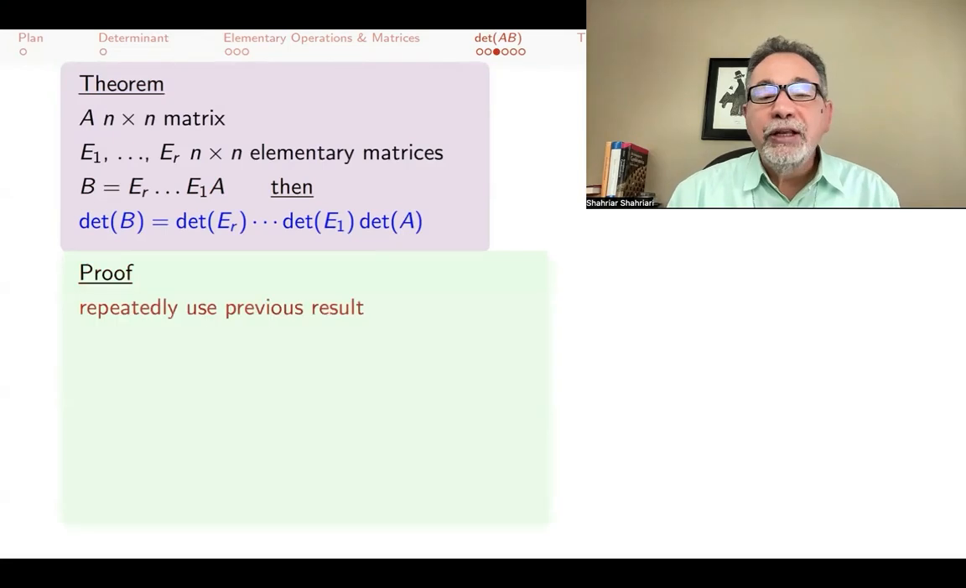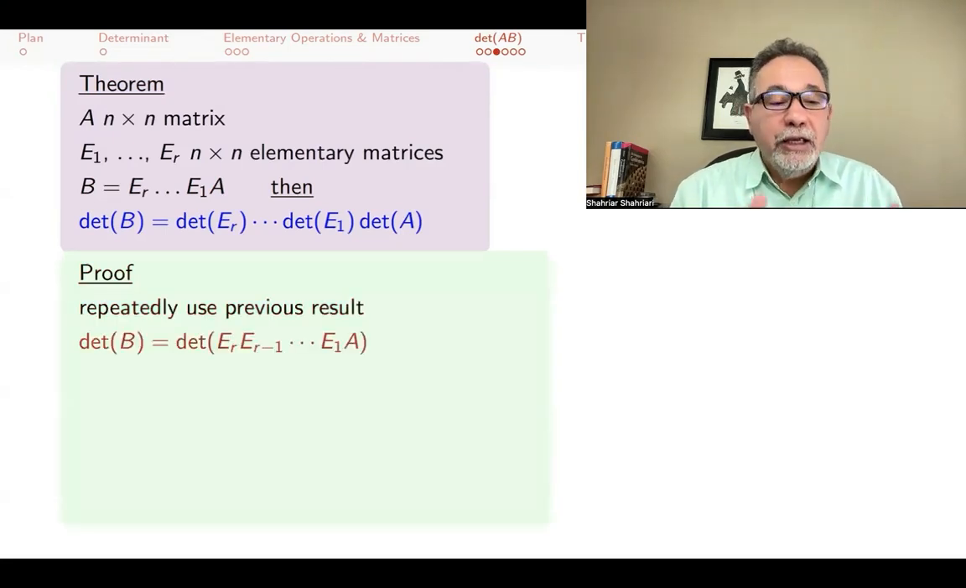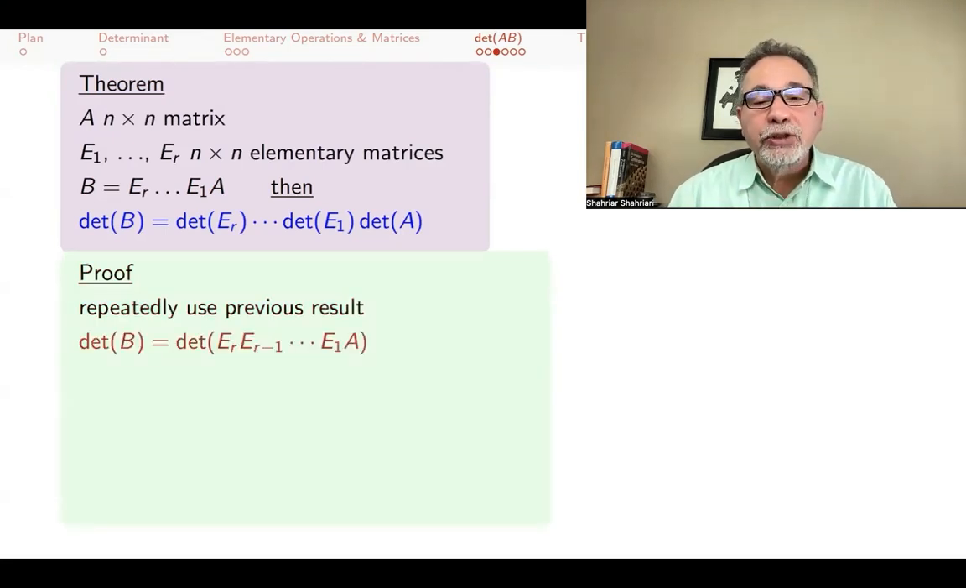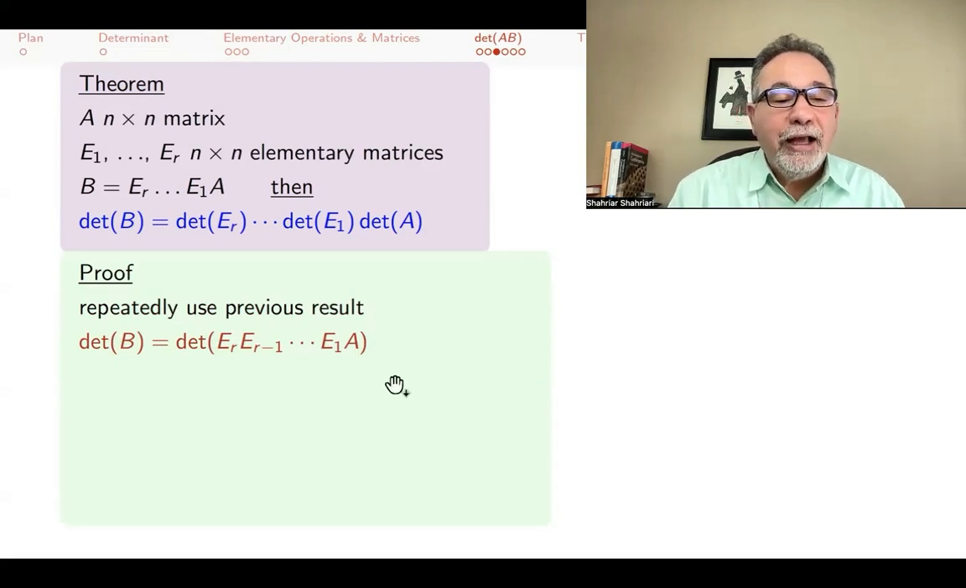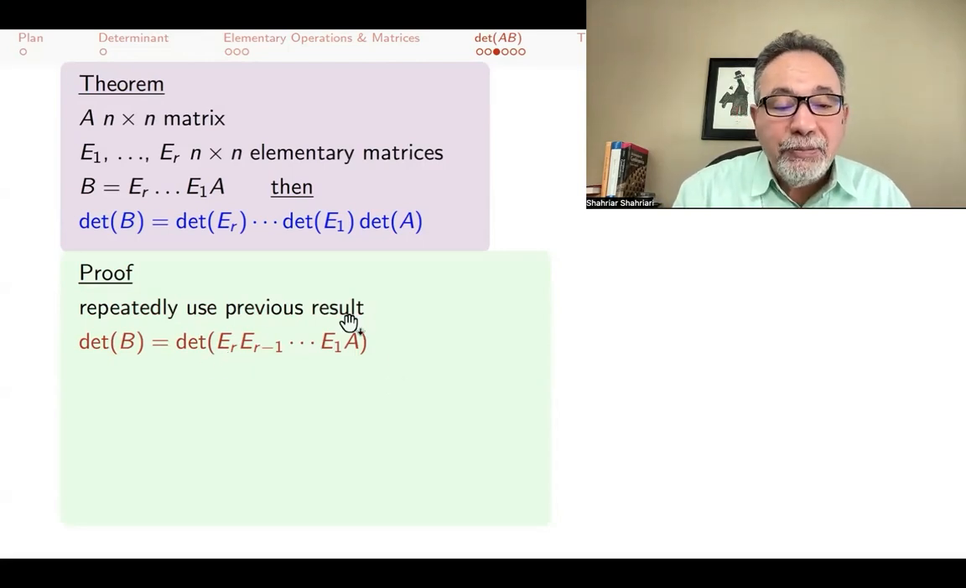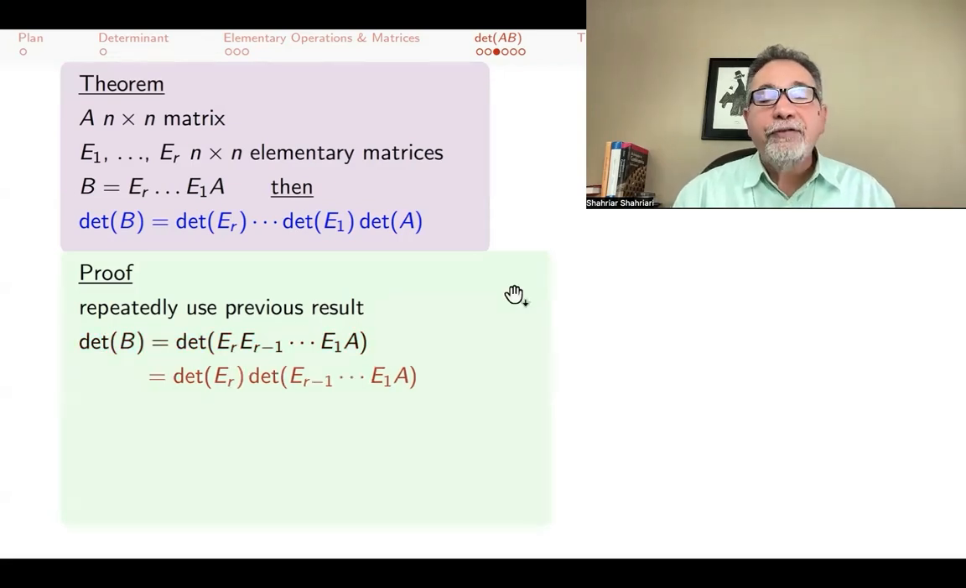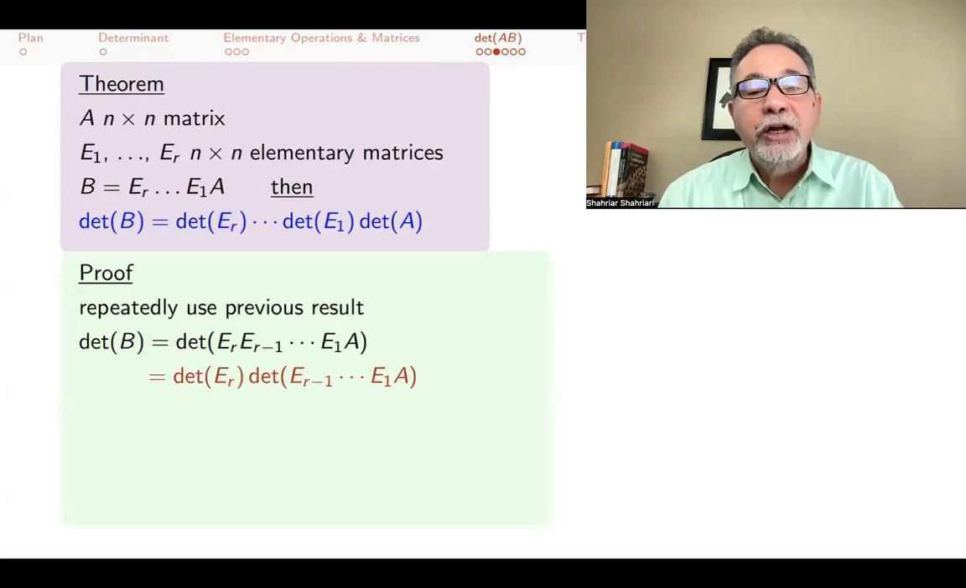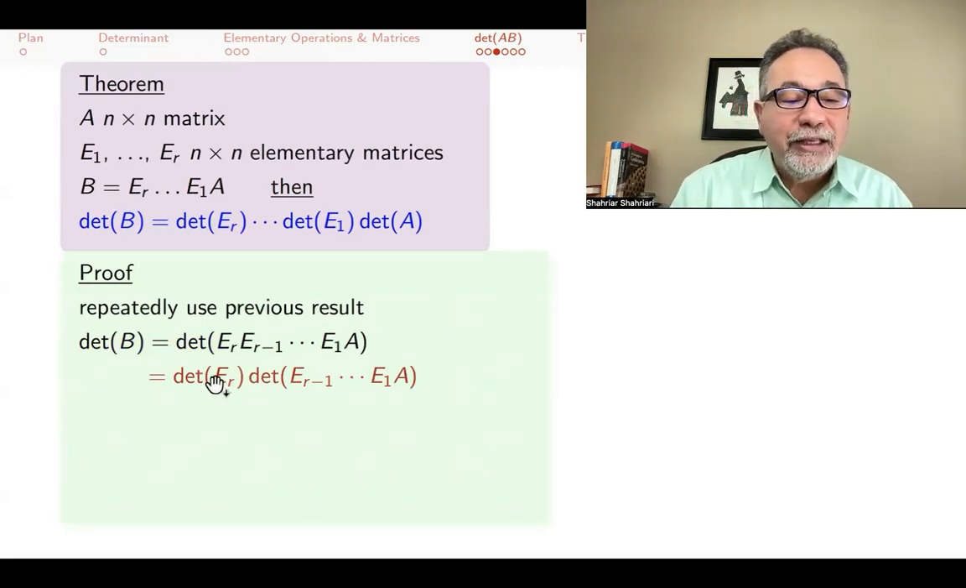And this is just repeatedly using the previous result. B is ER times ER-1 times ... E1 times A. Now, ER is an elementary matrix that's being multiplied by these other things, and from what I just proved, I can peel that off and say that's the same as the determinant of ER times the determinant of the rest, and now I can keep that determinant of ER and peel off this next one, because that's also an elementary matrix.